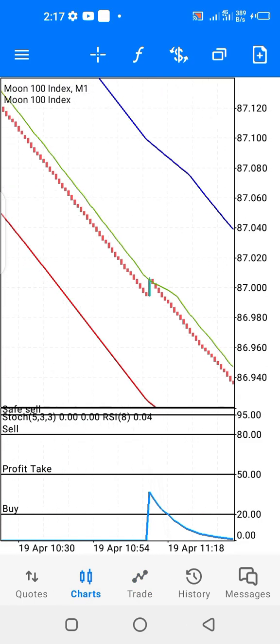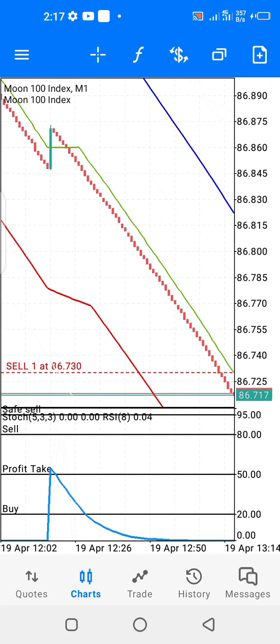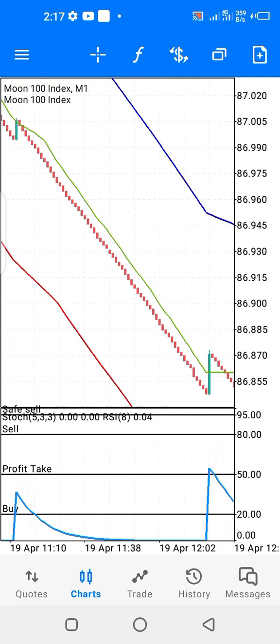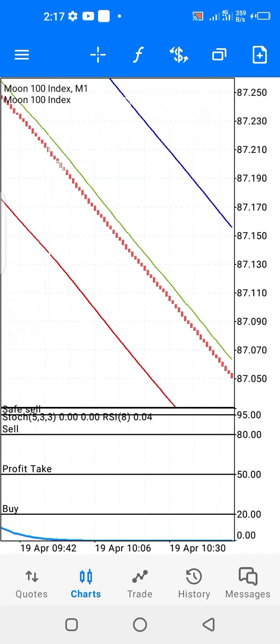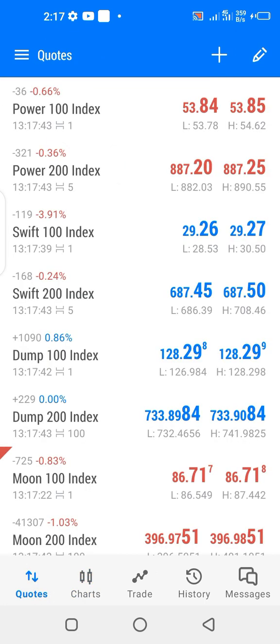All right, so guys, this is how this strategy works for Moon. Subsequent videos I will send so that you can understand how the other ones work. I will do for other quotes so that you can see how they work properly. But this is just for Moon 100.